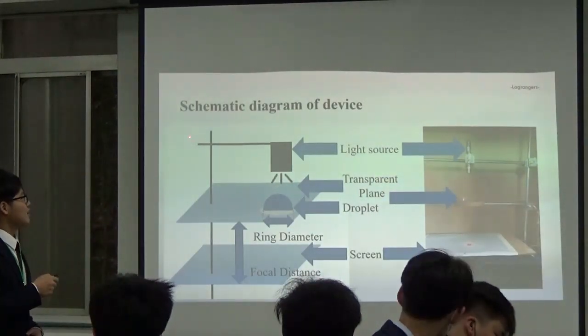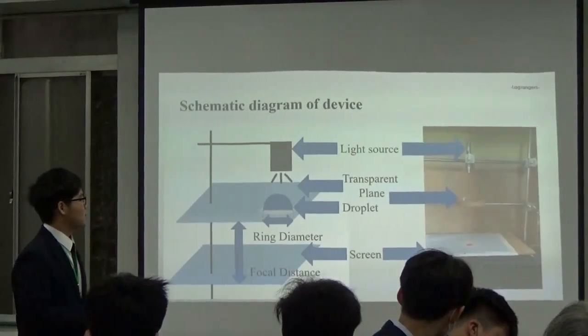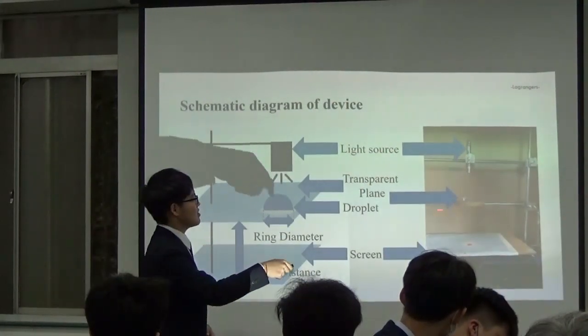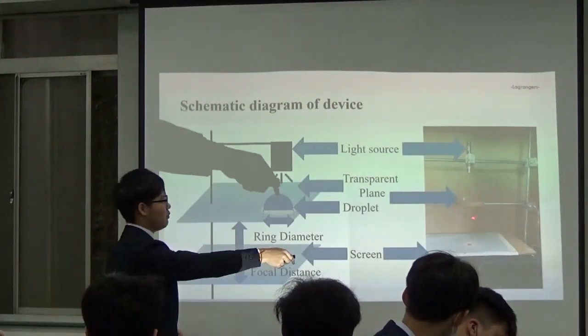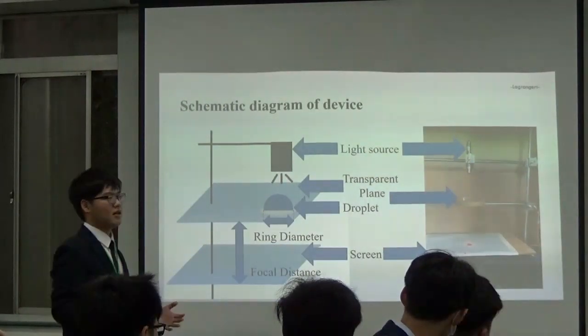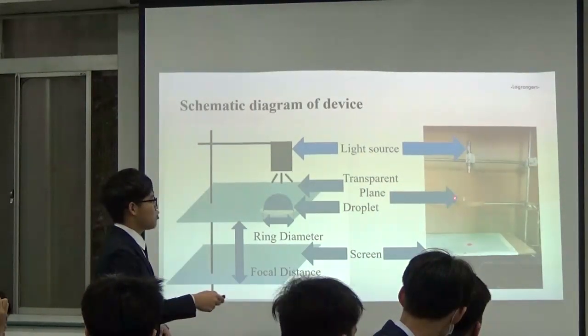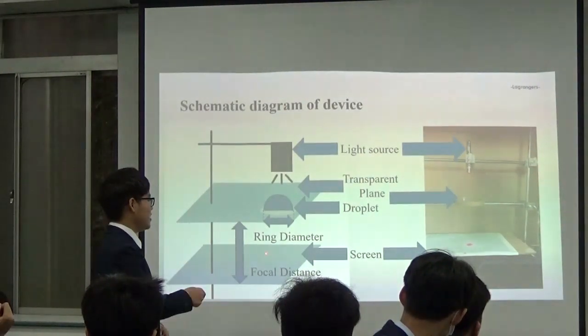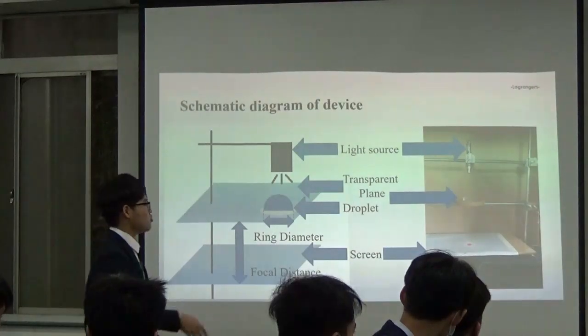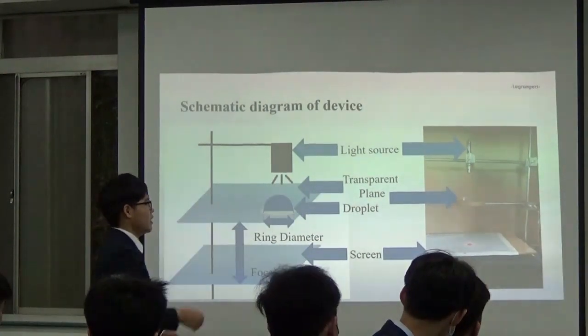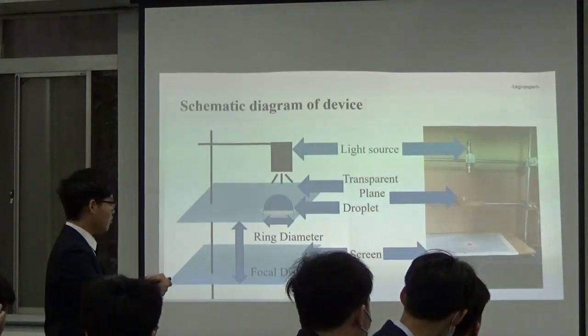So, this is a schematic diagram of our box. This is a light source, this is a laser beam, and a transparent plate, which is just named as the glass plate that the problem statement talked about earlier. And the droplet is right here with a ring diameter. So we make the droplet inside of the ring, and we can measure the focal distance.